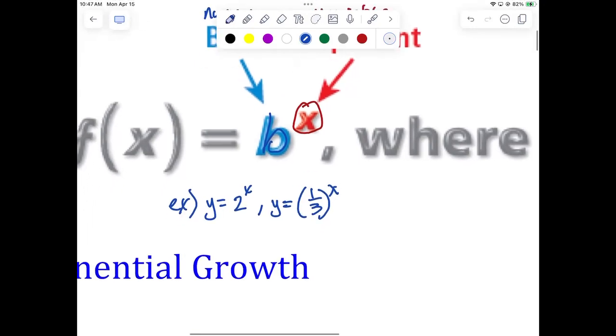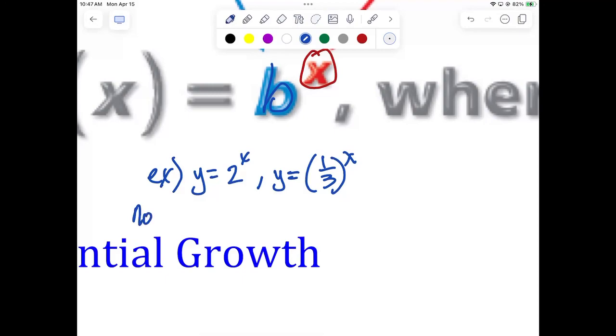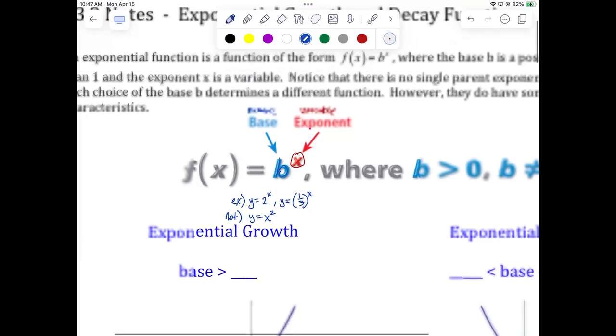Okay, so notice how that's different. These are not exponential. Y equals x squared. That's not exponential, is it? That's flipped around. That has a number exponent and a variable base. That is not, okay? So they have a variable exponent and a numeric base.